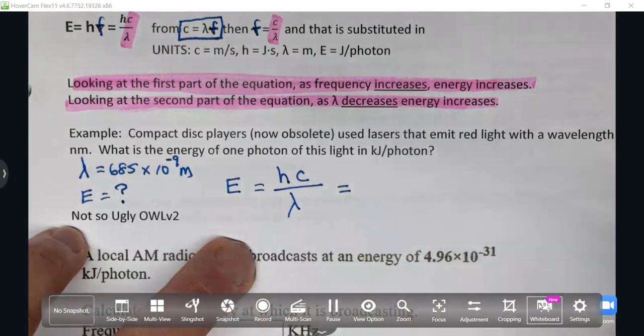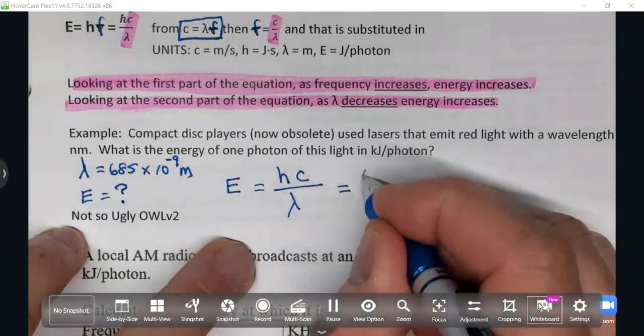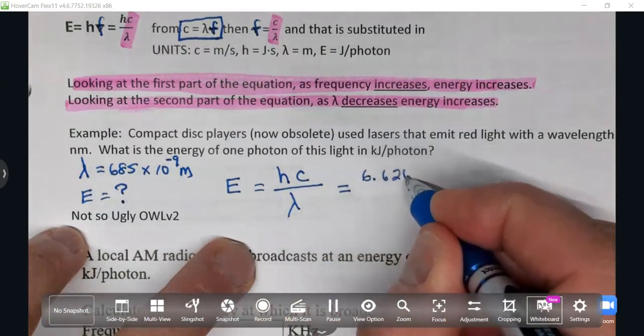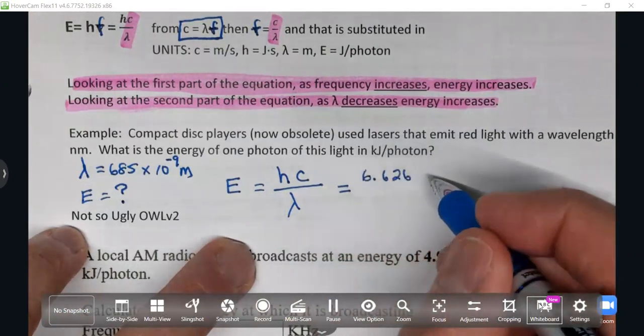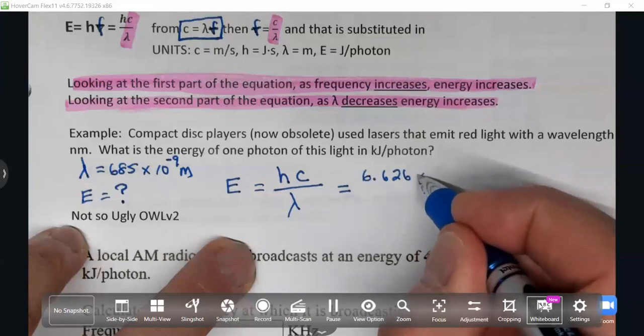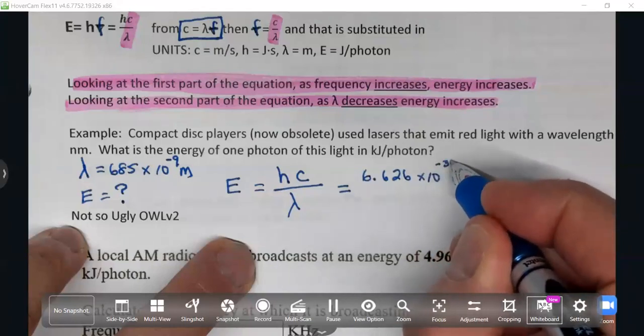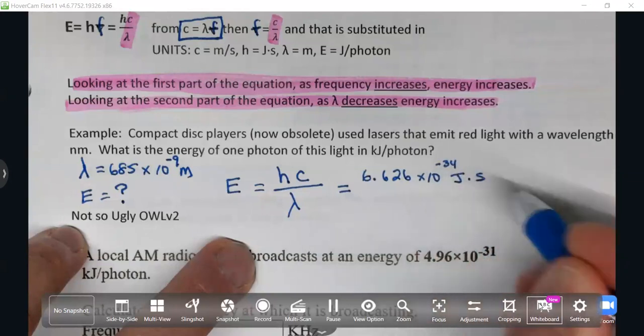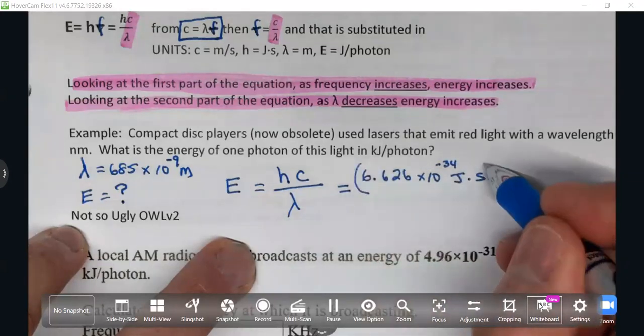And Planck's constant, we can go 6.626, that'll get us 4 sig figs, times 10 to the minus 34, joules times seconds.